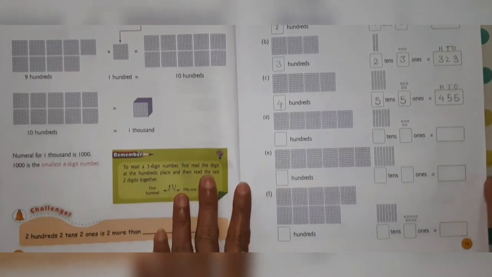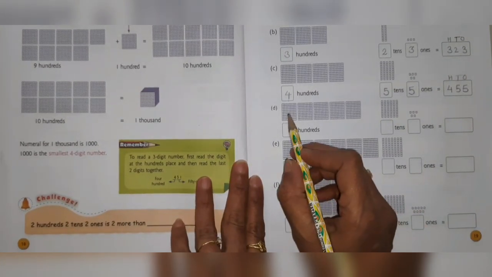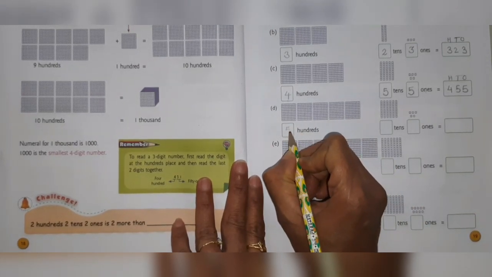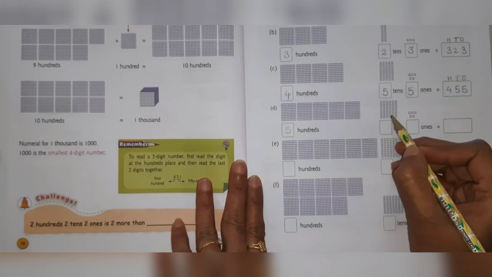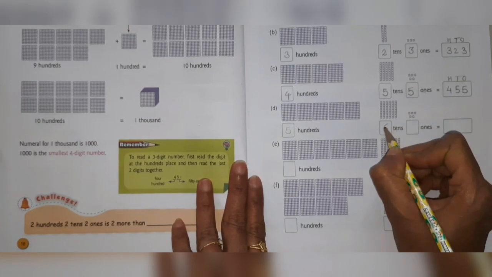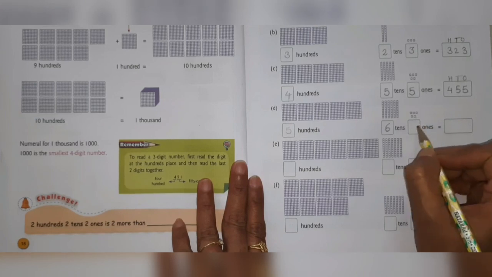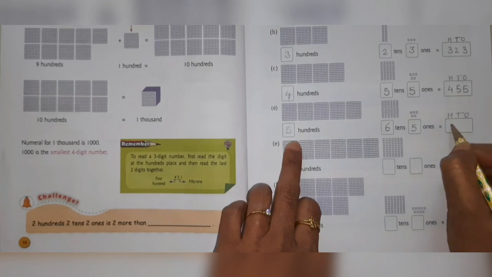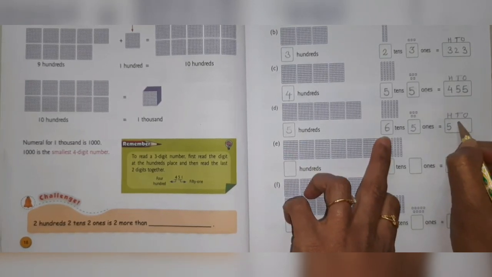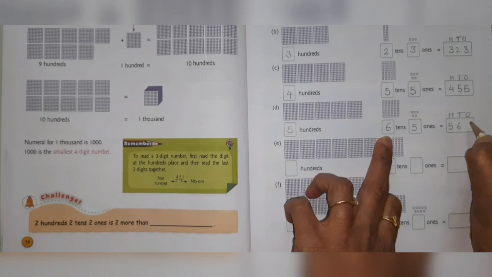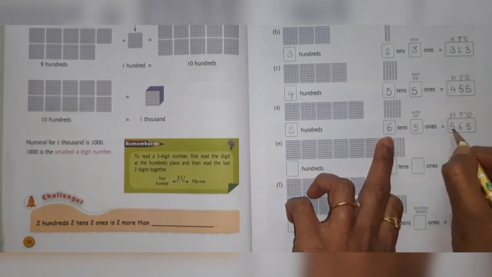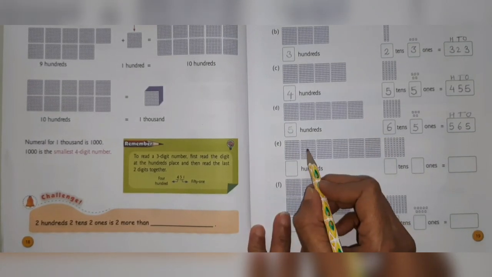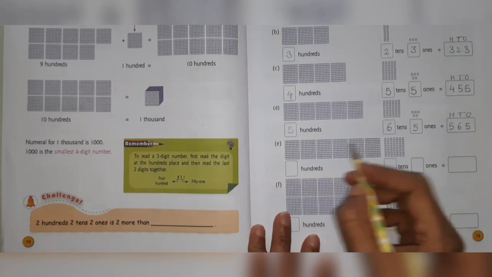Next one we'll see. Here, see how many hundreds are there? 1, 2, 3, 4 and 5. 5 hundreds are there. Then 1, 2, 3, 4, 5 and 6. 6 tens are there. And 1, 2, 3, 4, 5. 5 ones are there. So here our number is: under the hundreds column there is 5, tens column 6, and ones column we write 5. So your answer is 565.